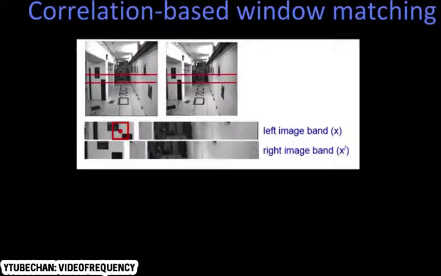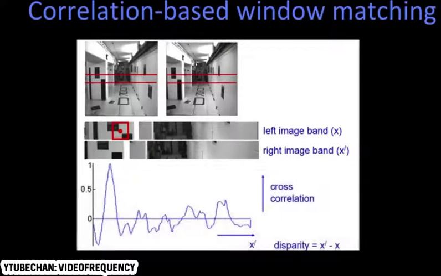We're going to slide that window from the left across the right band. If we were doing, say, cross correlation, you would see this nice high peak right where the thing is supposed to match. The window was picked between these two dark squares, and of course the best match is right between these two dark squares, just like you would expect.